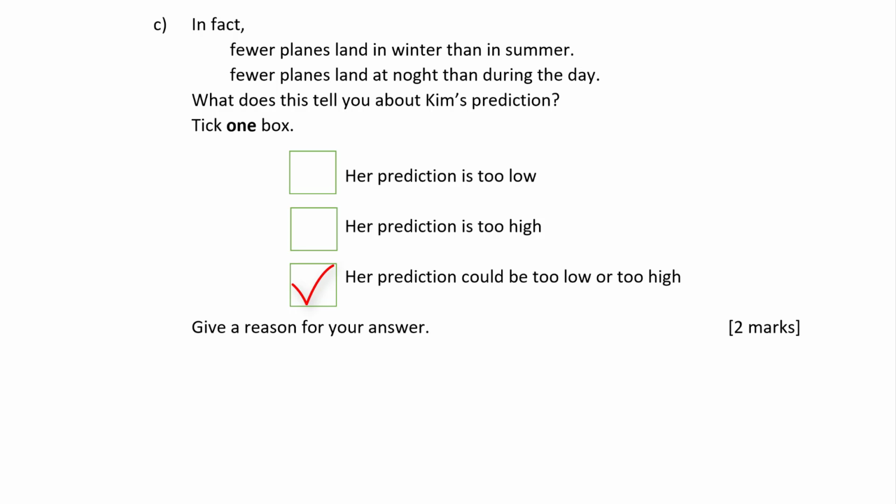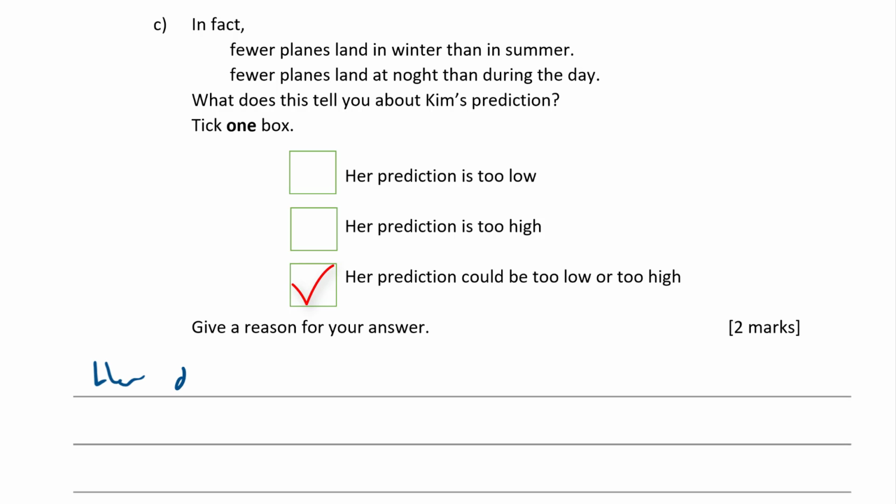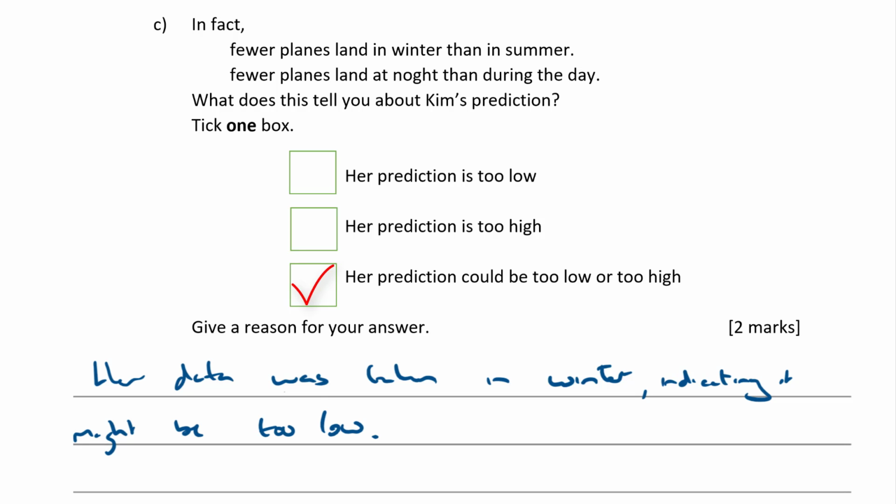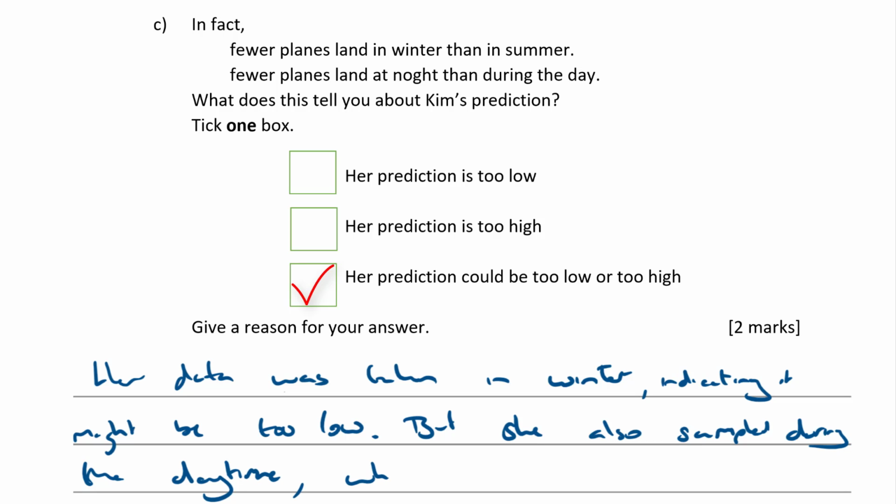What's the reason? So her data was taken in winter, indicating it might be too low, but she also sampled during the daytime, which might be too high.